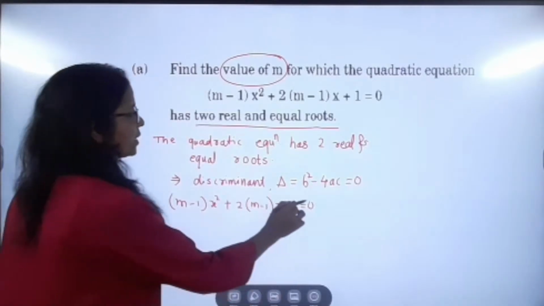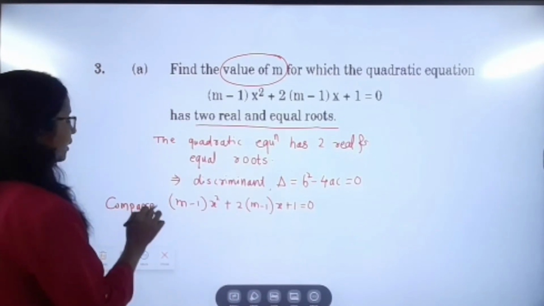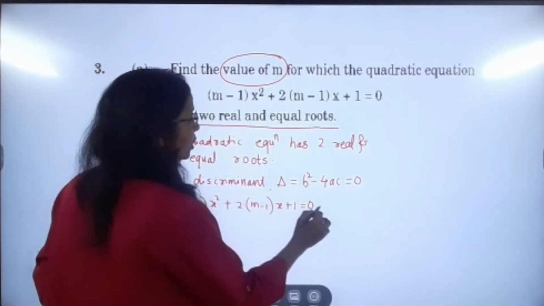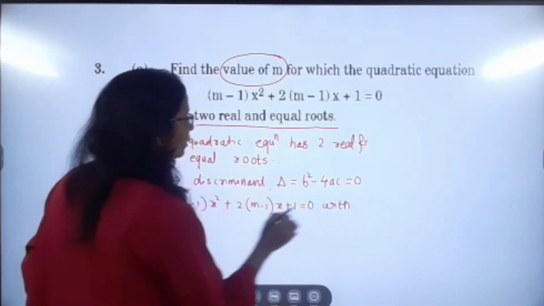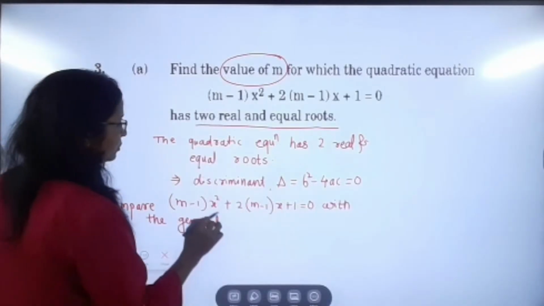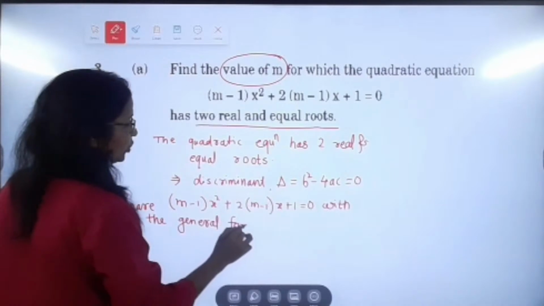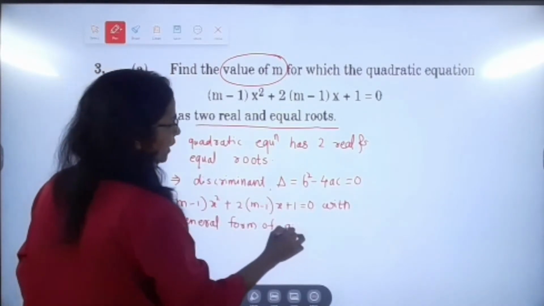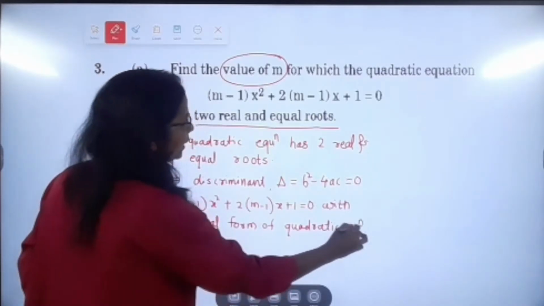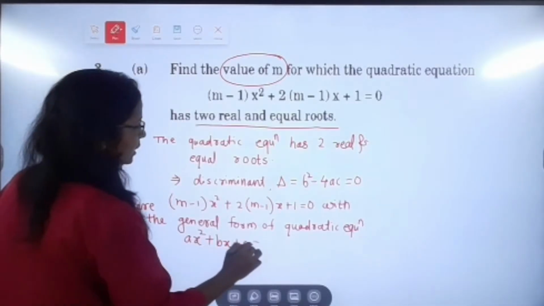So now here students, compare (m minus 1)x square plus 2(m minus 1)x plus 1 is equal to 0 with the general form of the quadratic equation, ax square plus bx plus c is equal to 0.